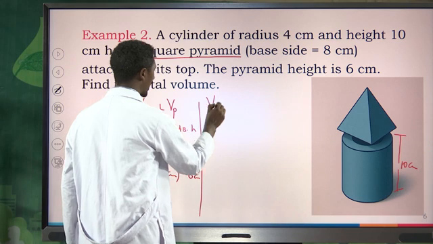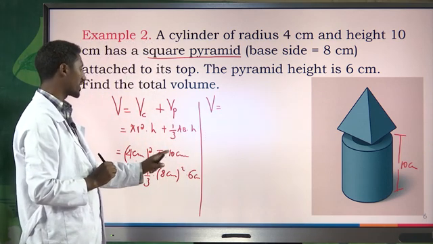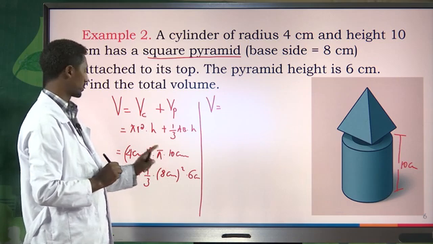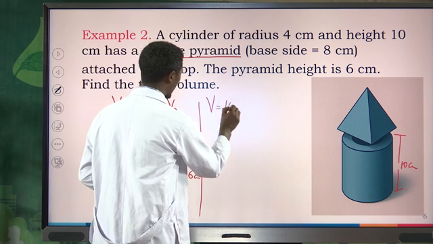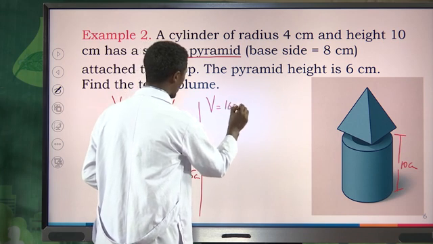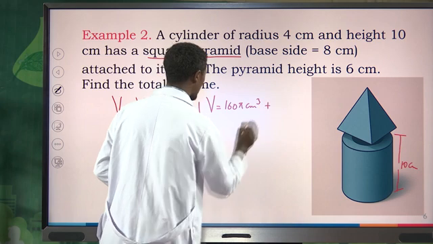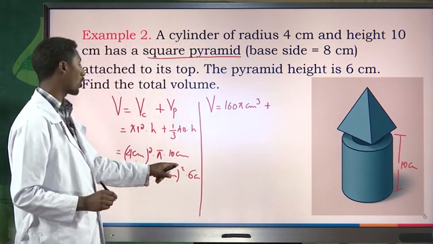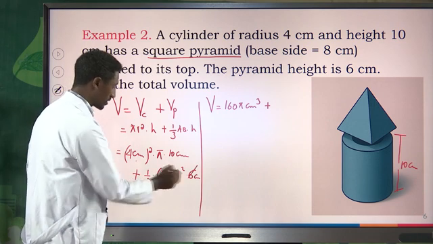Now V equals 4 the whole square, 16 times 10. 16 times 10, 160 times pi. 160 pi centimeter cube plus 8 the whole square, 64, or we can cancel here.